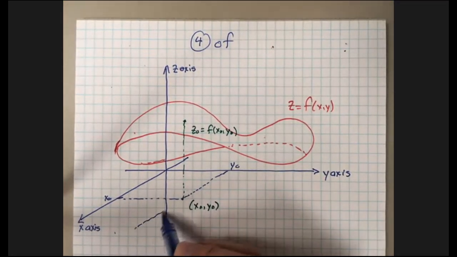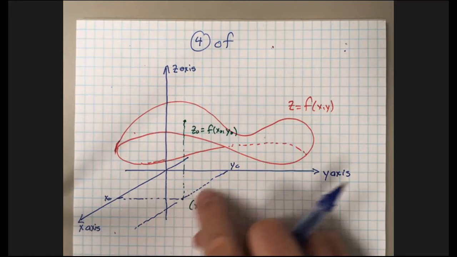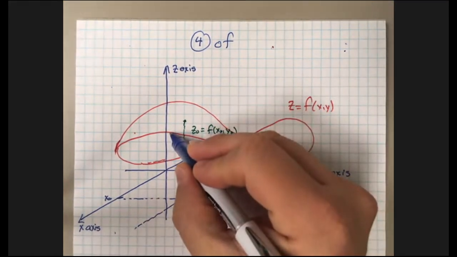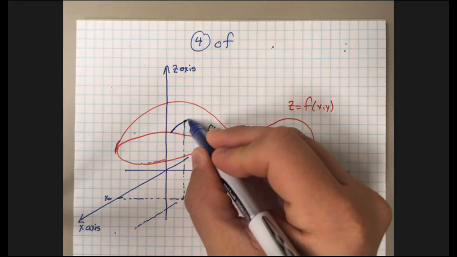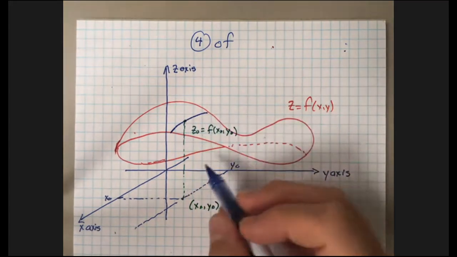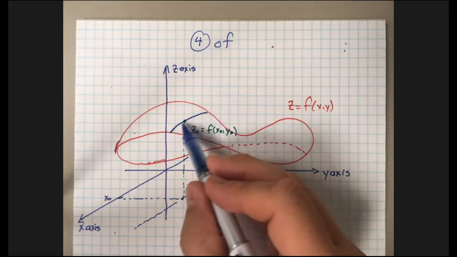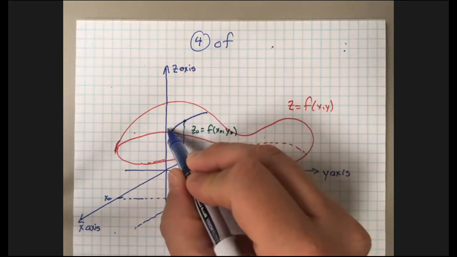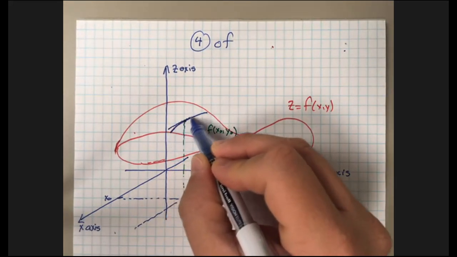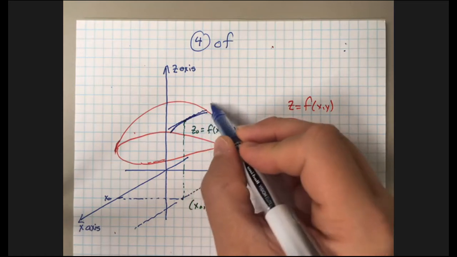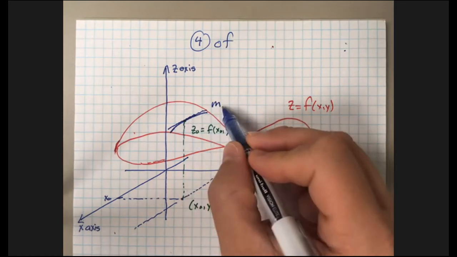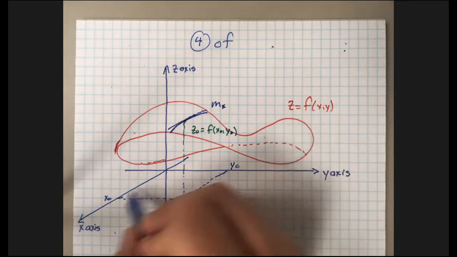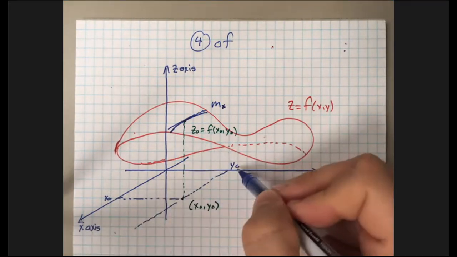So if I take this constant y naught right here on this line that's parallel to the x-axis, and if I project that line up onto the surface, that might be a relatively gentle slope. We'll call this slope. It's a curve. It's got a tangent line. Let's call this slope in the x direction, because I'm walking along the x direction. I'm using a fixed y.